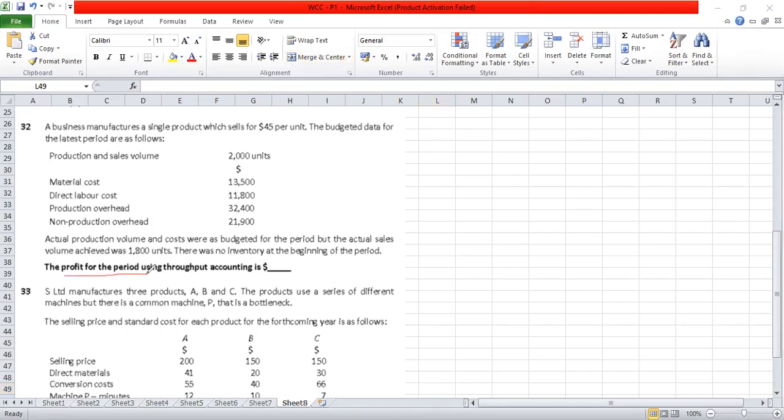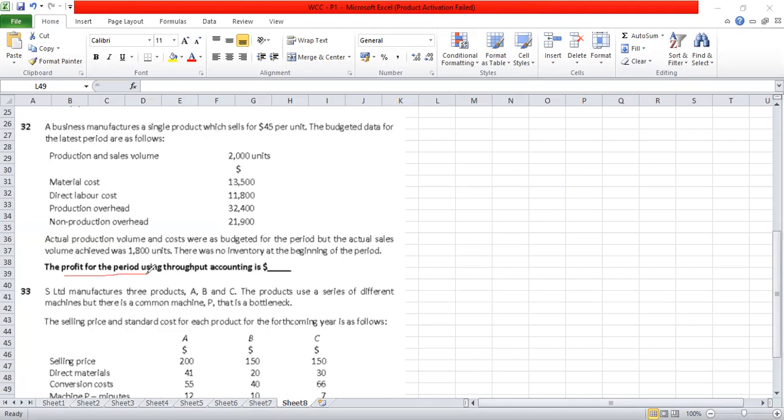Profit is what we have to calculate. How do we calculate profit? First we see the sales made. Though they produced 2,000 units, sales were only for 1,800 units. So what is unsold stock? Unsold stock is 200 units. But these cost material, labor, production, whatever it is. These are the costs incurred during the period. Out of that, material cost is the only production cost we are assuming, but that material cost is for all 2,000 units. We need to adjust that cost for 1,800. So only the 1,800 cost has to be taken.